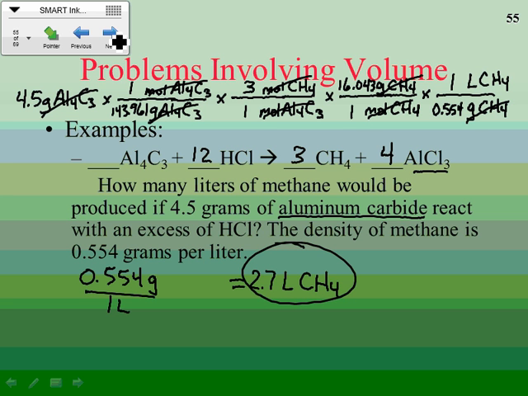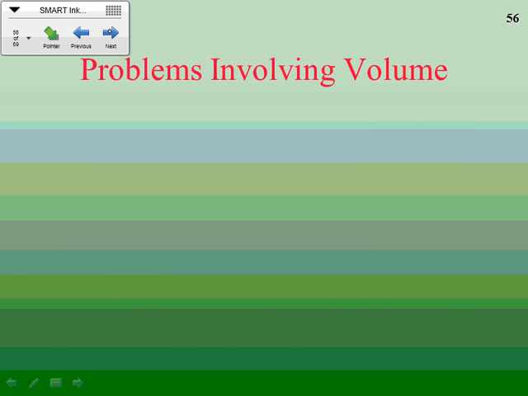If it's not at STP, you're going to have to be given a density in order to be able to figure out the volume. That's the kind of problem you probably don't want, okay? The STP problems are much easier than that. So let's do an STP problem.